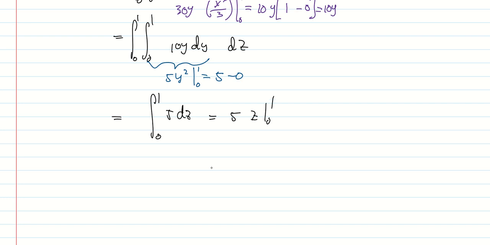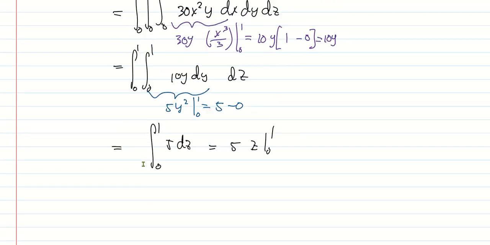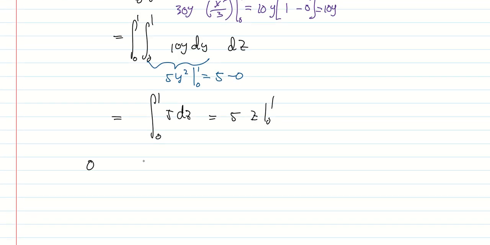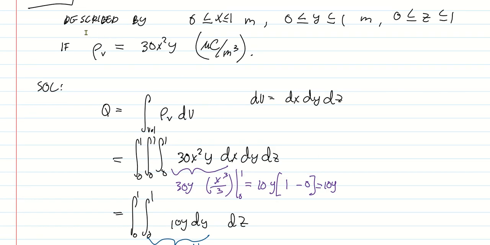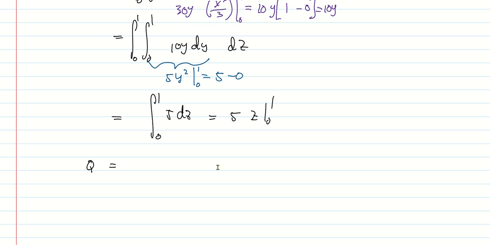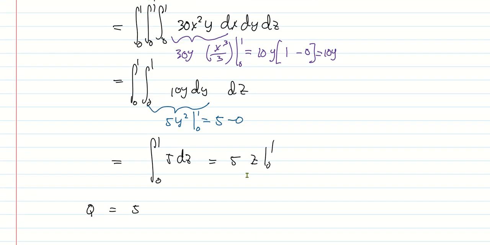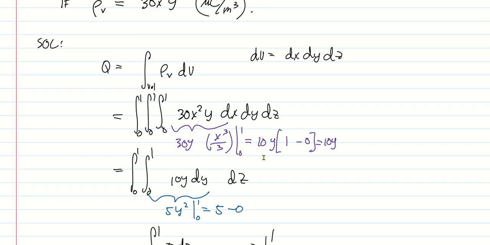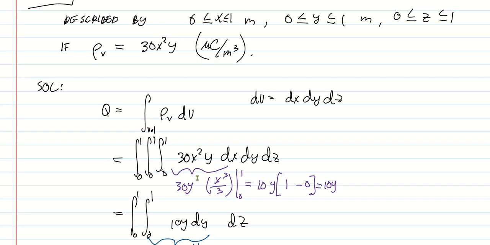See, the answer is the total charge in that volume, distributed through the non-uniform charge density, and it is equal to 5. The unit is microcoulomb. So the answer is 5 microcoulomb. This is how we evaluate a volume using triple integral.